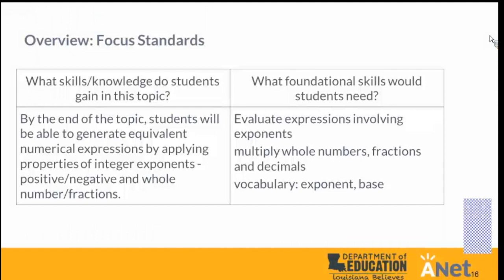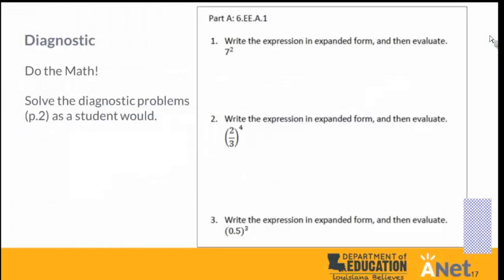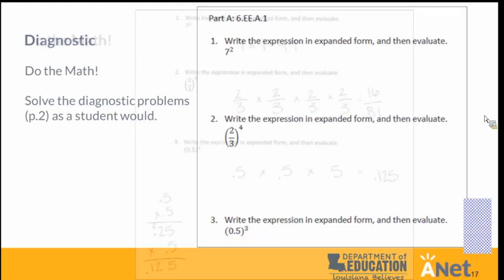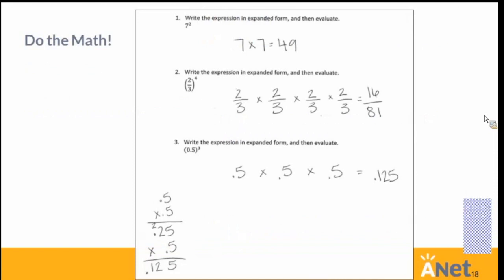At this point, we're going to look at the diagnostic that comes with the Eureka Remediation tool. I have a screenshot on the screen, and you can see that this diagnostic is tagged to a 6th grade standard, 6.EE.A.1, and there are 3 questions that go with the standard, and they progress in difficulty, going from 1, 2, to 3. Pause the webinar and solve the diagnostic problems as a student would, showing all your work on paper. All right, you've solved the problems, and here is what your paper might look like. Here's the way that I did the math to solve as a student would for these 3 questions.